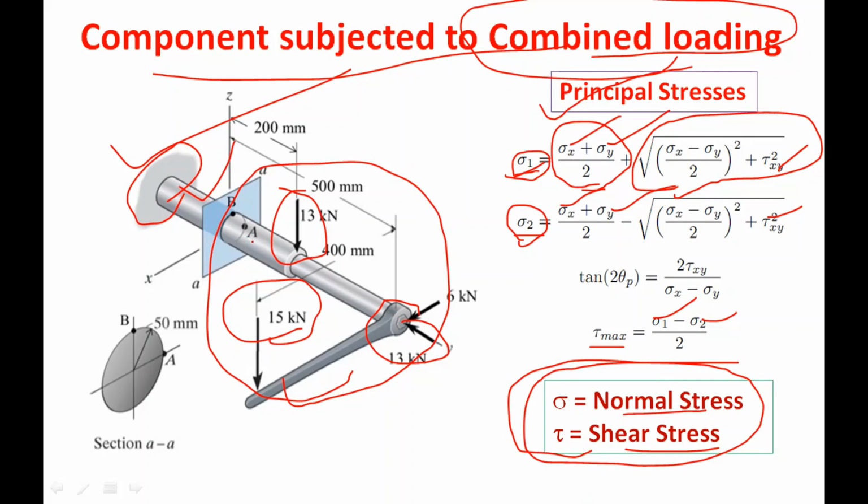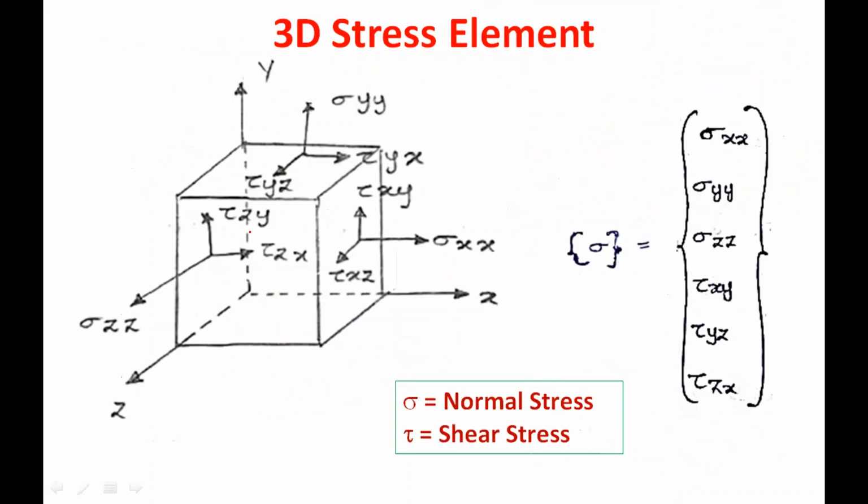So for that, the usual practice is we will consider a small elemental, three-dimensional elemental volume, right? So like a cubical volume we will consider from any member. For that cubical member, we are going to apply the concept of normal stress and shear stress. Let us see. This is called a three-dimensional stress element. To understand the normal stress and shear stress, we are going to use this three-dimensional stress element. What is three-dimensional stress element?